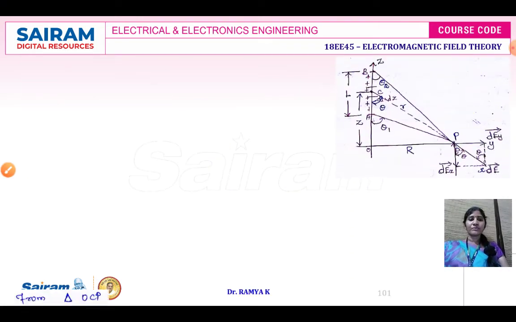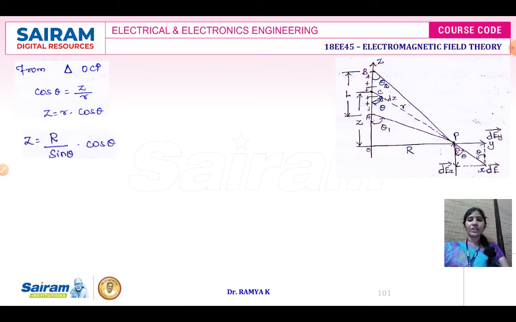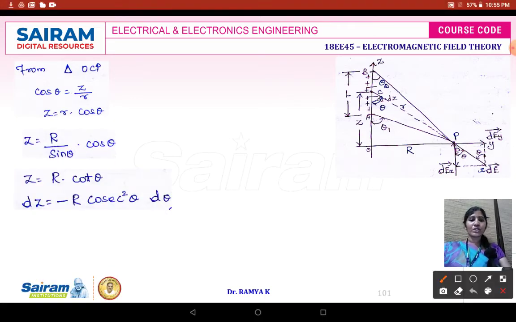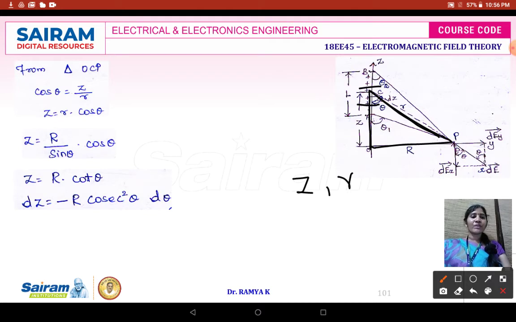Next, from triangle OCP, we need to identify what cos theta and sin theta are, because we need to identify the value of z. This is dz, and I also need to identify the value of r. Why are we focusing only on the z parameter and r parameter? When you vary the dz term from point A to point B, the value of r is going to vary. Based on the variation of dz, the value of r will also vary.